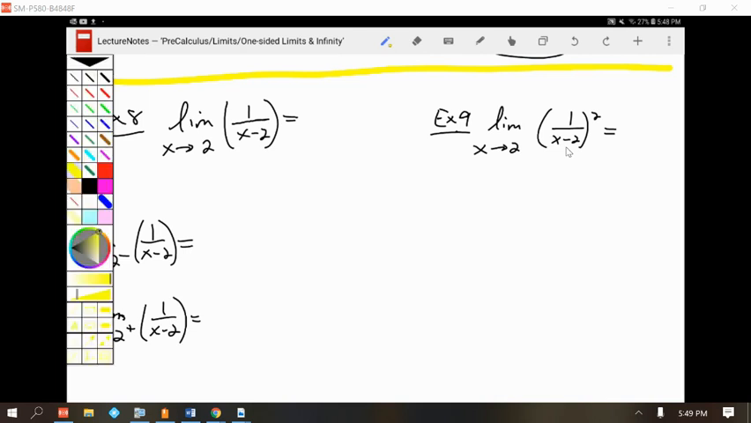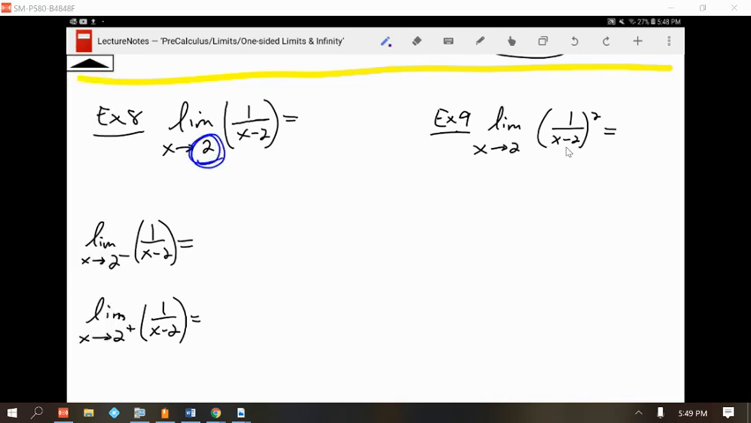Okay, how do I do the limit as x approaches 2 of 1 over x minus 2? Notice there's no graph here. I didn't draw a graph. What you're going to do first is plug in 2 and hope you get an answer. What is 2 minus 2? That's 0. 1 over 0 is undefined.